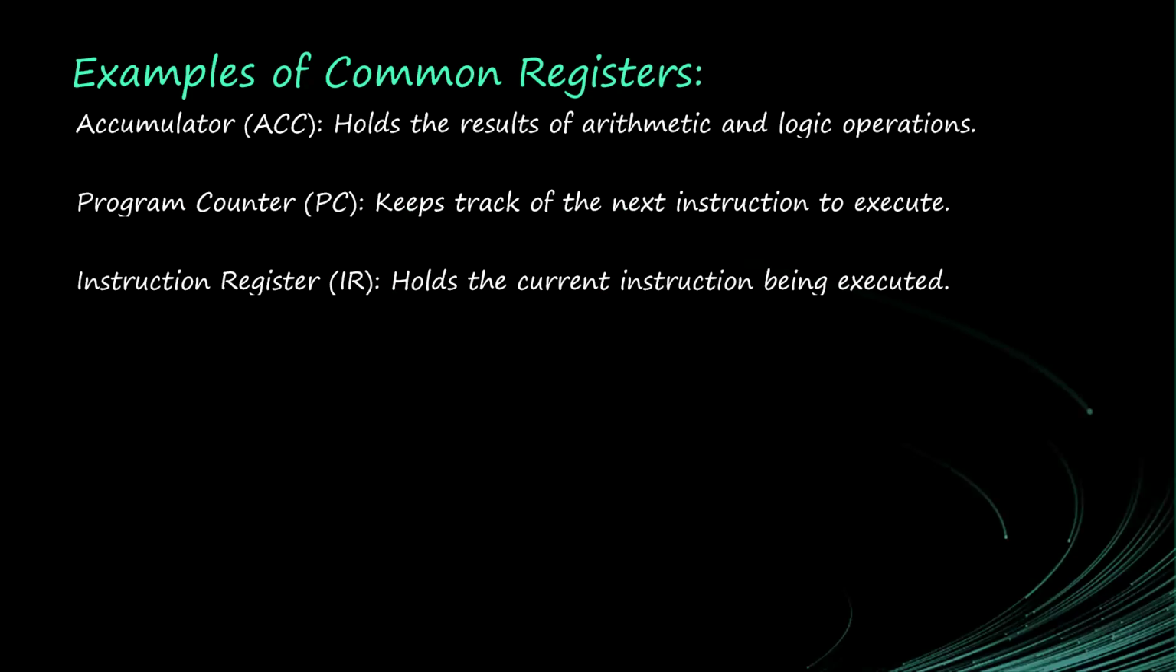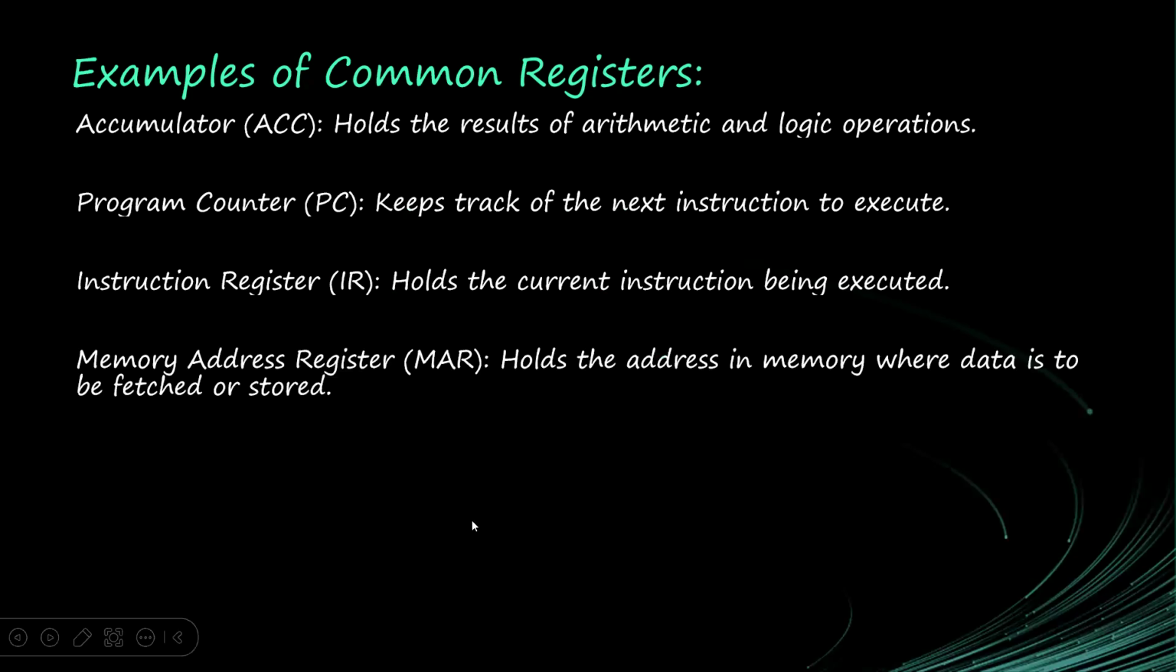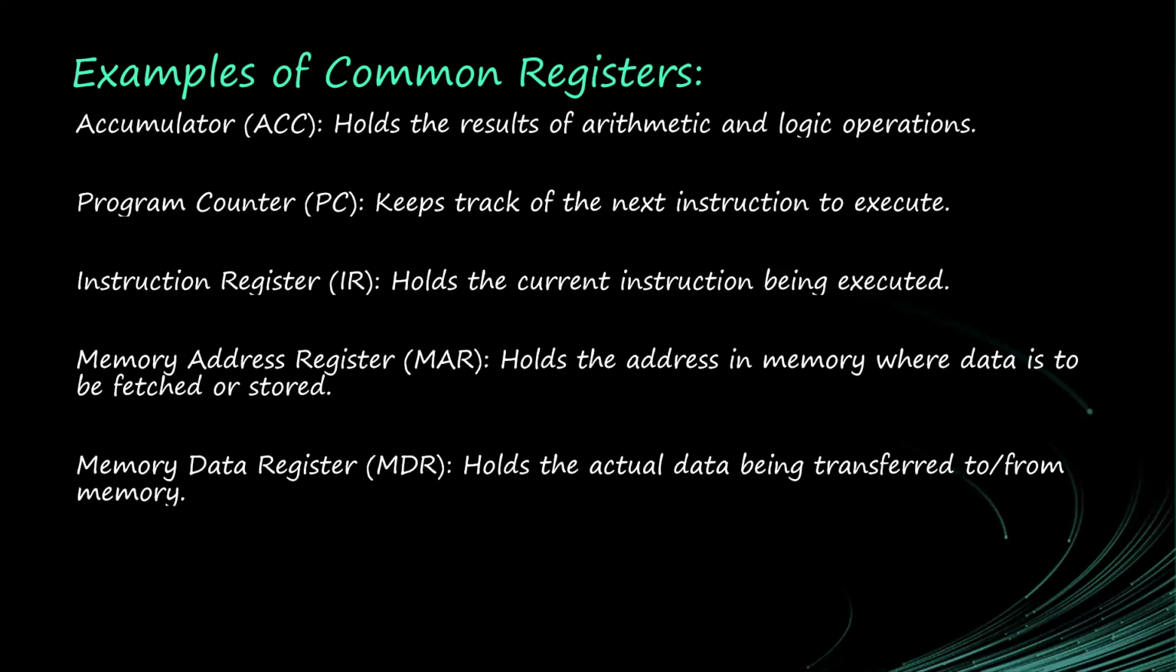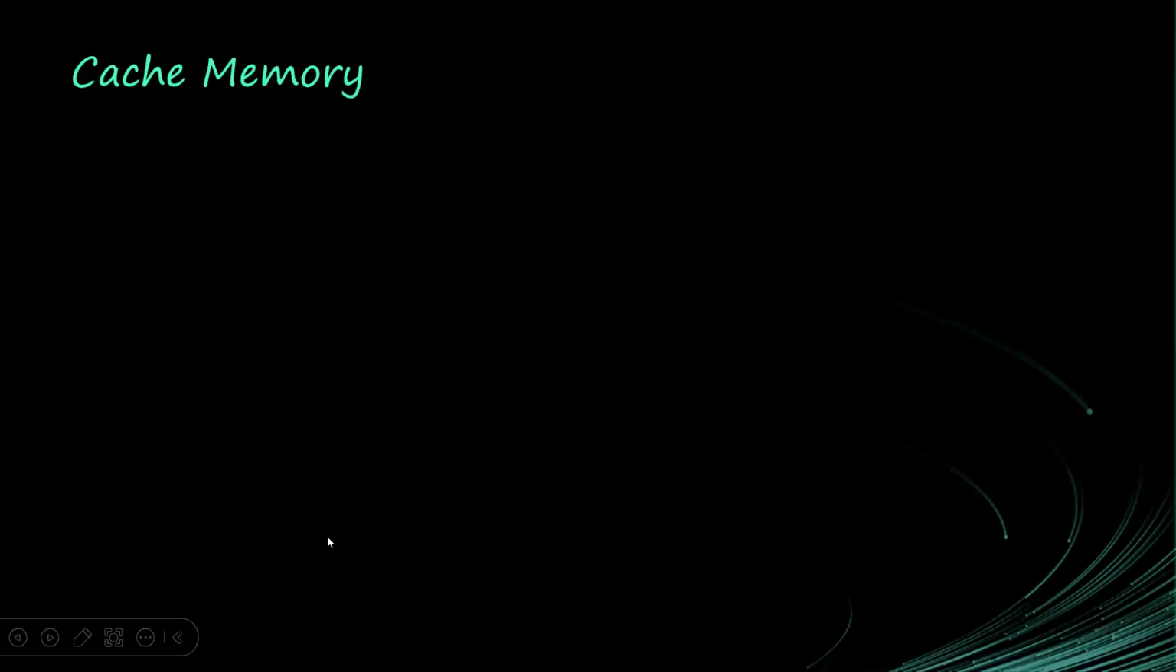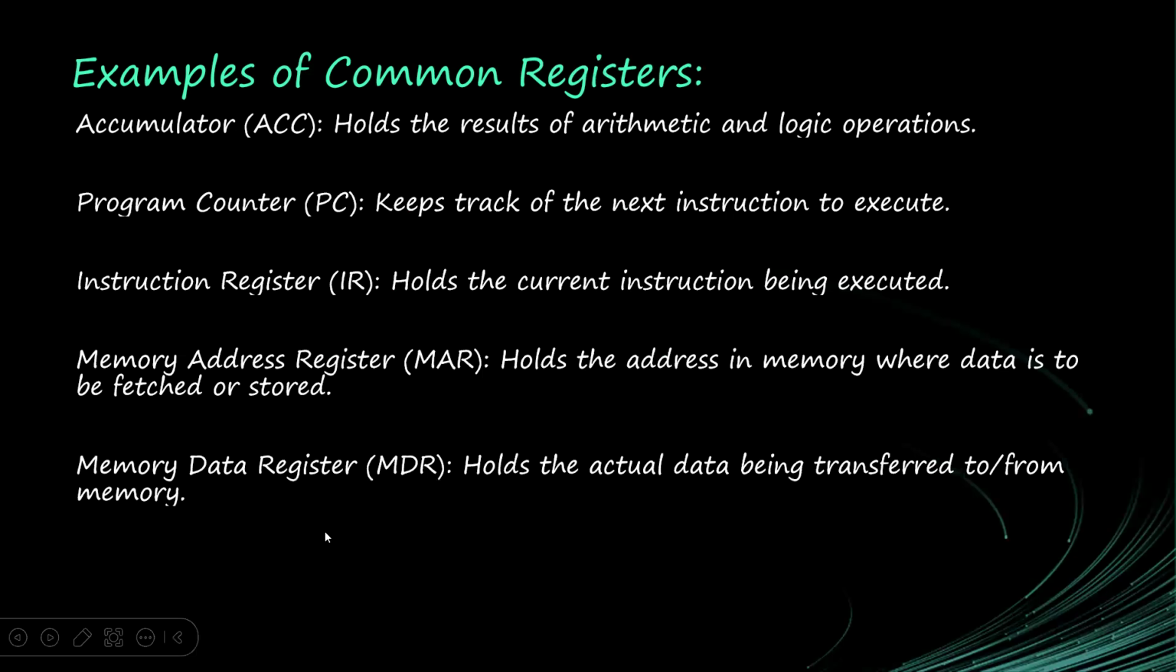Accumulator, program counter, instruction register, memory address register. I'm already excited about the computer architecture class we'll start having. You're going to understand what all these things do and how they do it. We also have the memory data register. You can pause the video and see if you can understand what they do. The accumulator holds the result of arithmetic and logic operations. I don't want to explain this now because you might not really understand it, but when we get into computer architecture proper, you'll understand better.